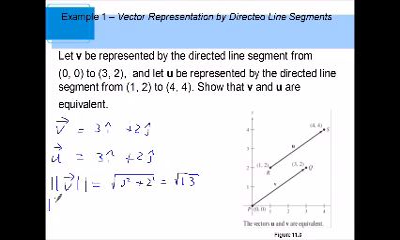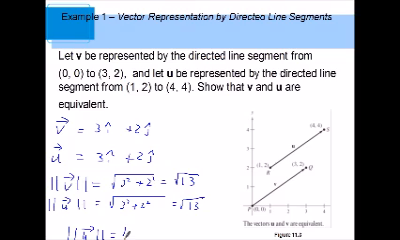If I do the same thing with u, u's magnitude would be calculated as the square root of, again, over 3 up 2, so it's 3 squared plus 2 squared, which is equal to the square root of 13. So what we can say here is that the magnitude of u and the magnitude of v are the same, and so in an expression we would write magnitude of u is equal to the magnitude of v.